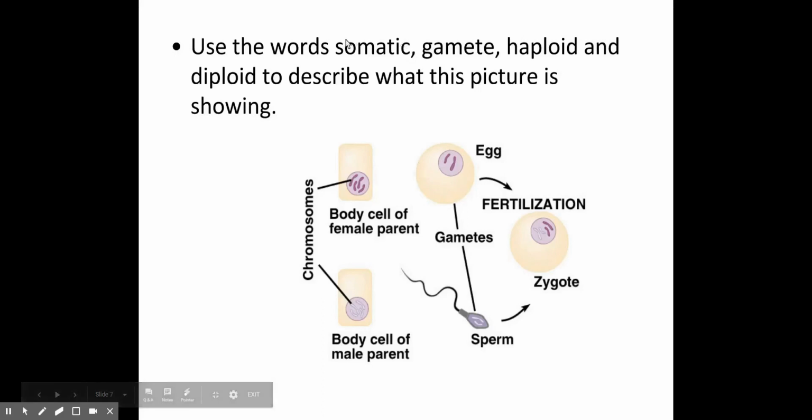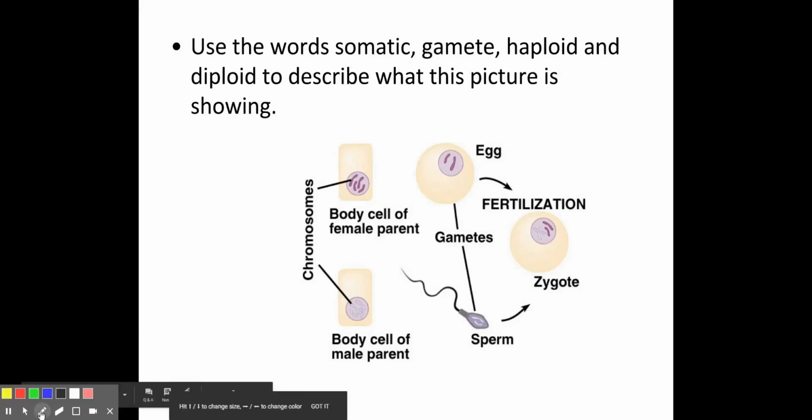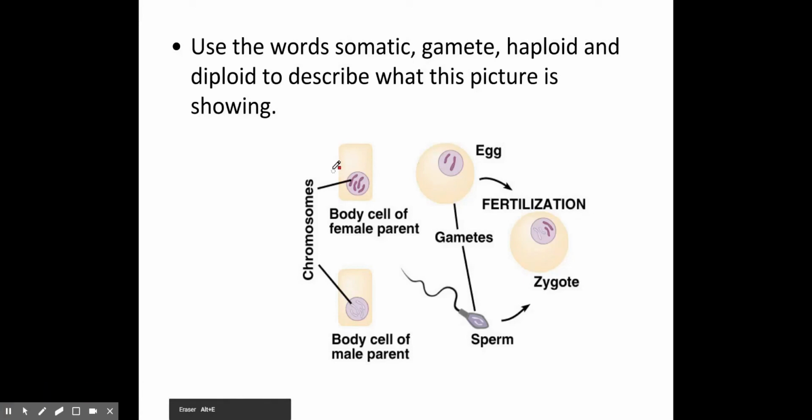Let's look at this diagram together, and then I want you to pause the video and write down a description of what you see using the words up here. So as you can see, we have represented here a body cell of the female parent. So hopefully you remember that body cells are also known as somatic cells. There would also be the body cells of the male.